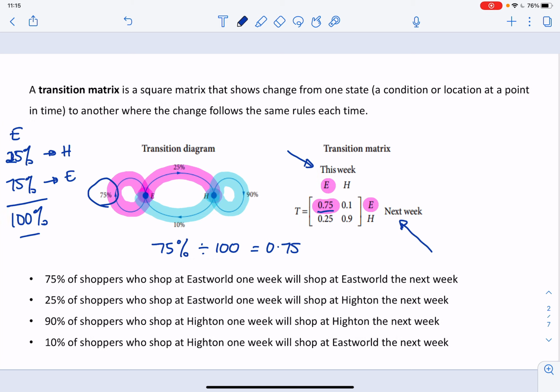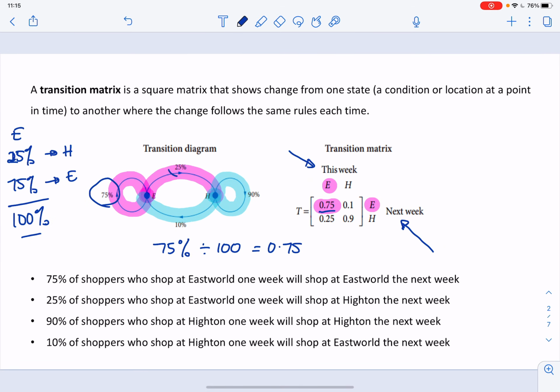Similarly, the 25% on the left-hand side will end up being the 25% here. Now, remembering our 100%, if we add downwards, 0.75 plus 0.25 equals 1. So each column must equal 1. We've got 100% of people at one location going to either the same or another location. So this is how a transition matrix works. It's always going to be a square matrix because every location has to go to another location and itself.